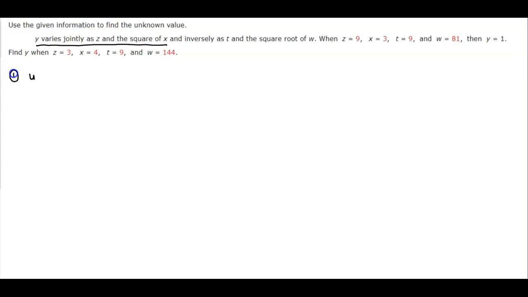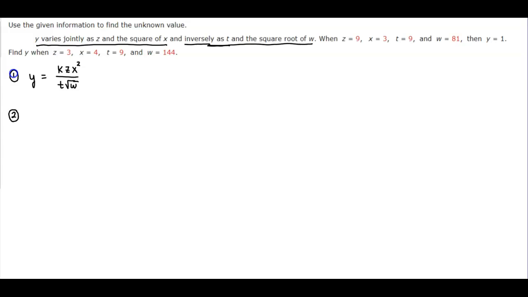So what that means is, in the numerator, y is going to equal k times z times the square of x. And then it says inversely, which means now we're going to divide by t and the square root of w. So that means we're going to take t and multiply the square root of w. And so therefore, there is our form.